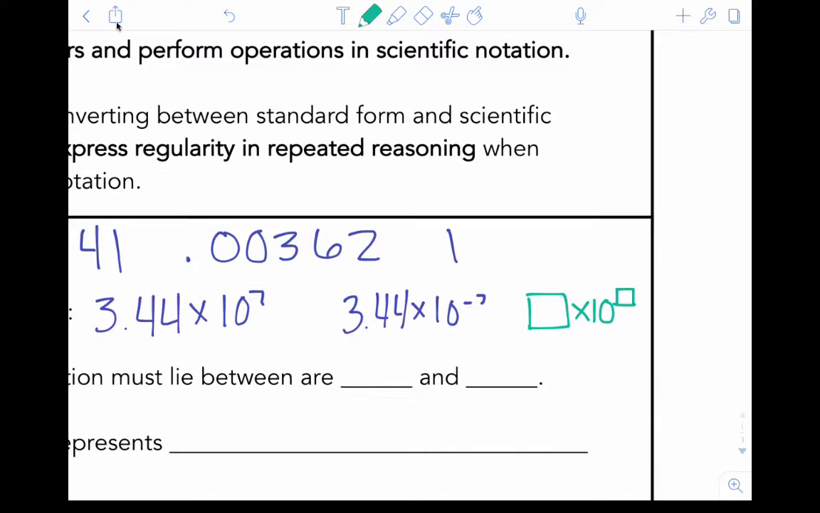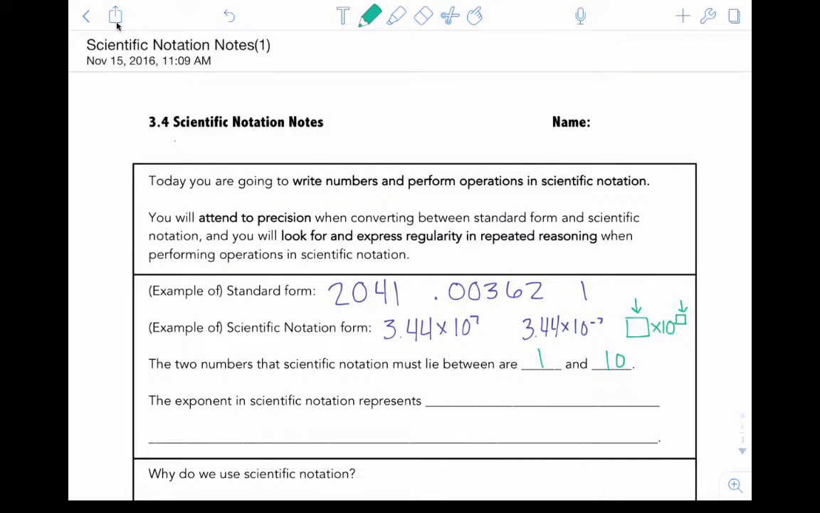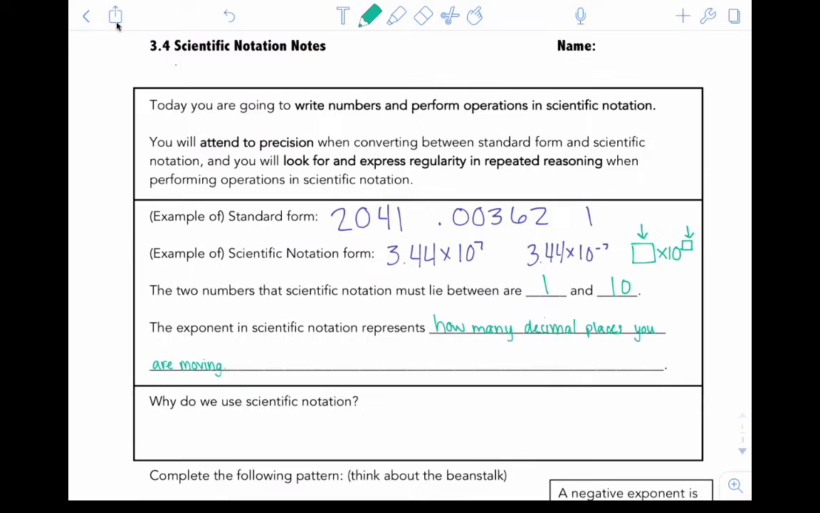So let's first look at this coefficient, the number being multiplied out front. That number always has to lie between 1 and 10. Okay, that's a rule of scientific notation. If it's not between 1 and 10, then that number is not in scientific notation form. The exponent in scientific notation represents how many decimal.